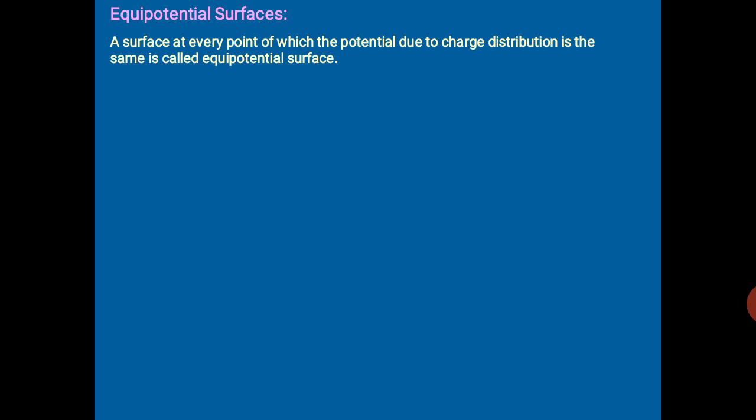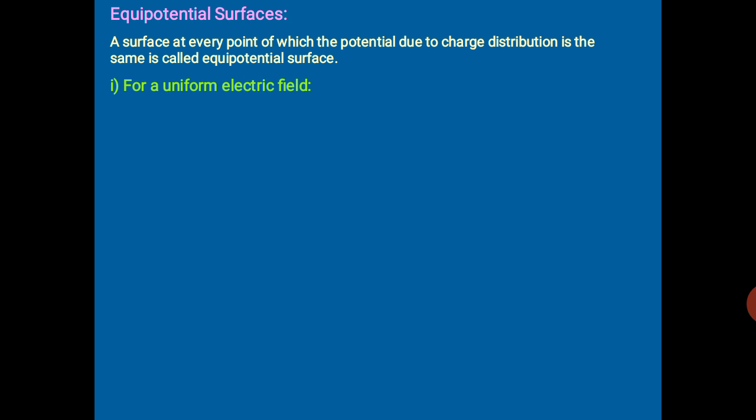So the term itself is equipotential surface. Equipotential surface means the surfaces having equal potential values. A surface at every point of which the potential due to charge distribution is the same is called an equipotential surface.